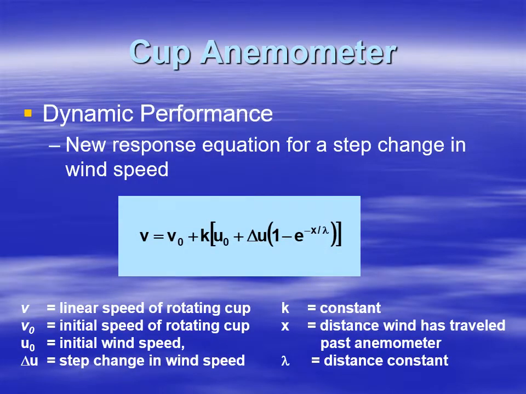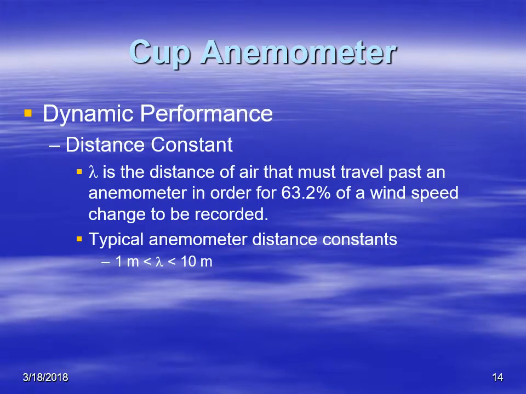So here's our new equation for the dynamic performance of a cup anemometer. You can calculate the linear speed of the rotating cup based on the initial cup speed, the rotating speed, the initial wind speed, the step up, and then the distance constant. The distance constant, once again, just to reiterate, is the distance that the air must travel past the anemometer for it to record 63.2% of the change in the wind speed.